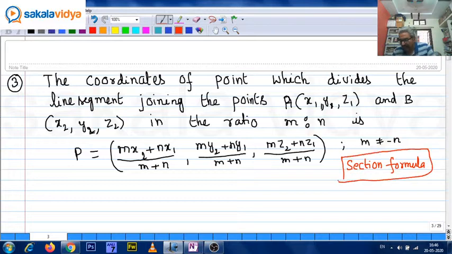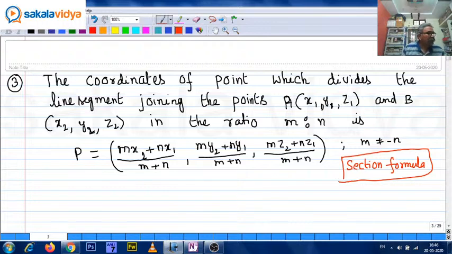For example, when do we say that P divides internally or externally, means accordingly the sign of m is to n. If the sign of m is to n is positive, then we say that it divides internally. If m is to n is negative, it divides externally itself only. Understood now? This is called the section formula.